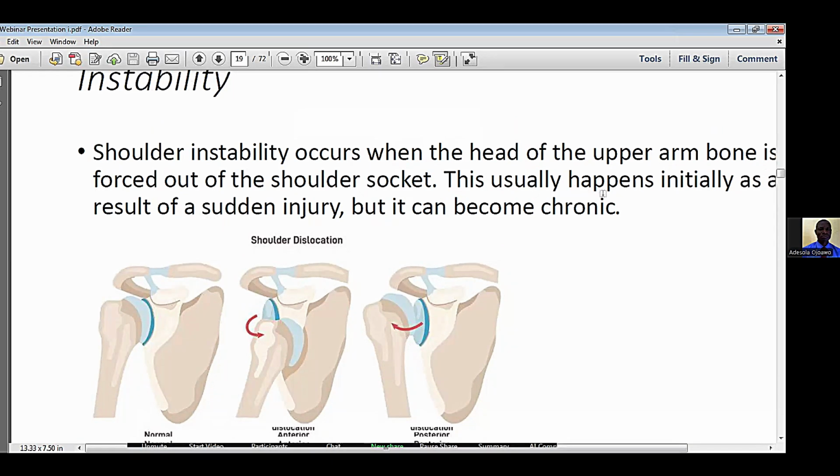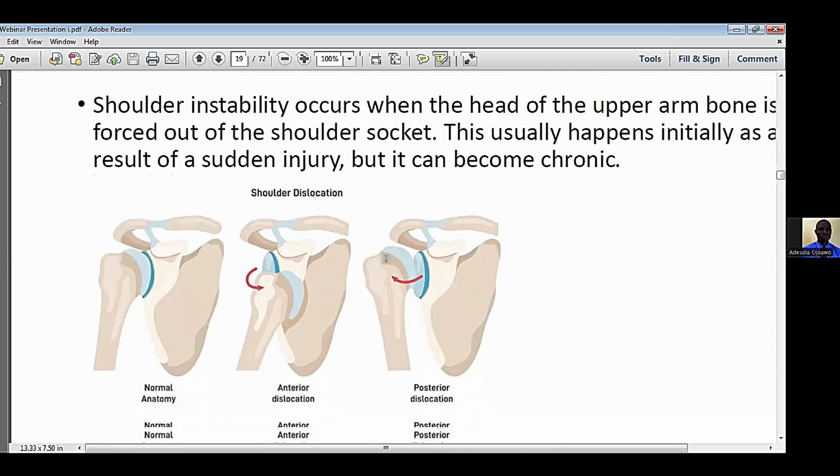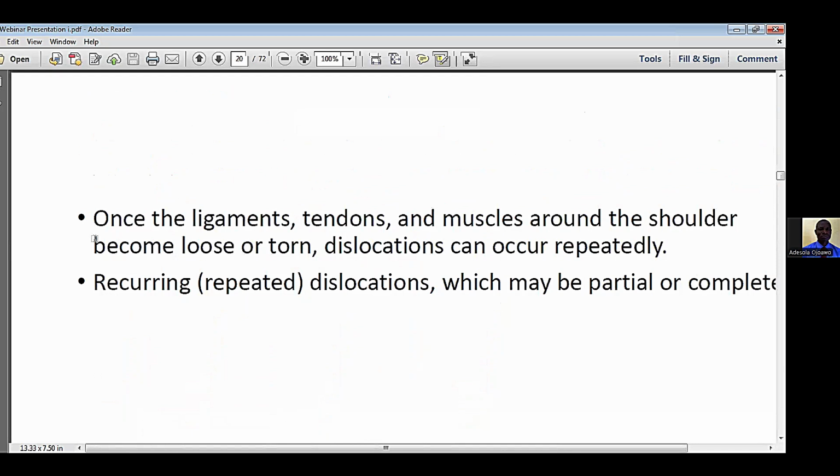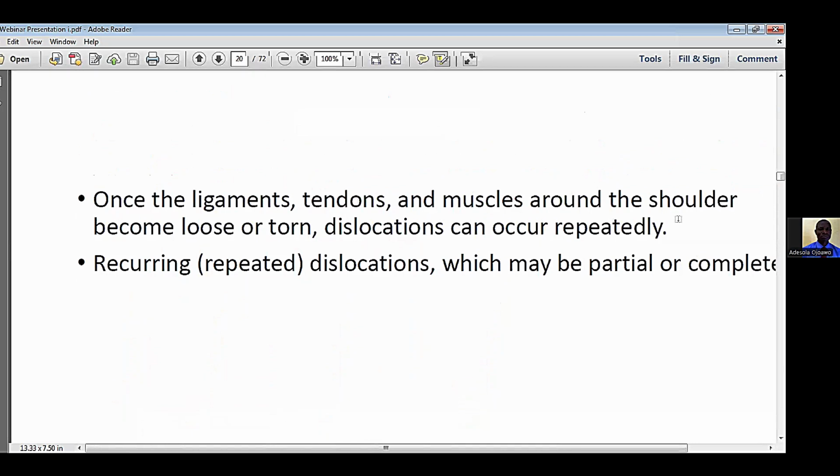This occurs, as I mentioned, usually initially as a result of sudden injury, but it can become chronic. When the ligaments are weak and there is a sudden force, I will call it instability of the joint anterior. Once the ligament, tendons, and muscle around the shoulder become loose or torn, dislocation can occur. And if care is not taken, it will turn into what we call recurrent dislocation.